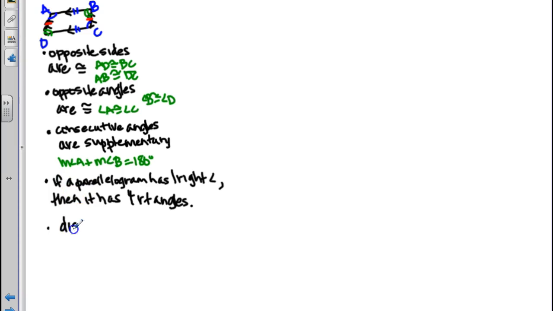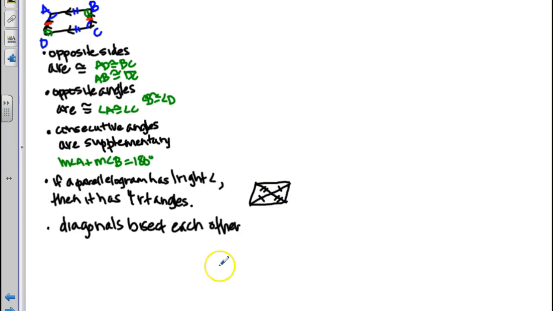Diagonals bisect each other. We know what bisect means. It's going to cut it into two equal pieces. So the diagonals bisect each other. Let me draw a little bit better picture here since that one's a little cluttered. The diagonals, as I go across, are going to bisect each other. So this piece is equal to this piece, and this one is equal to that one. All right.